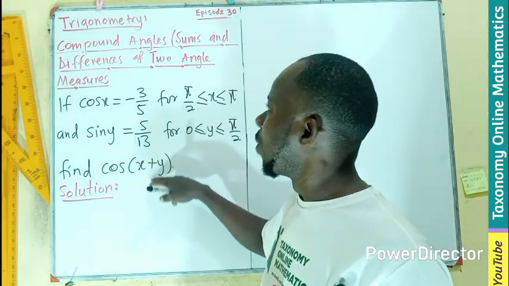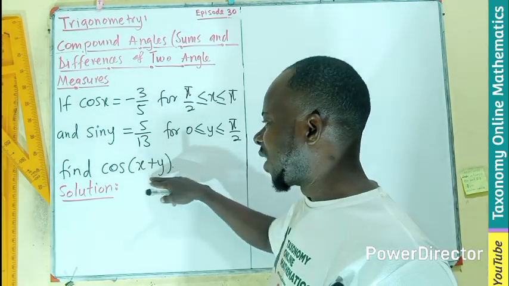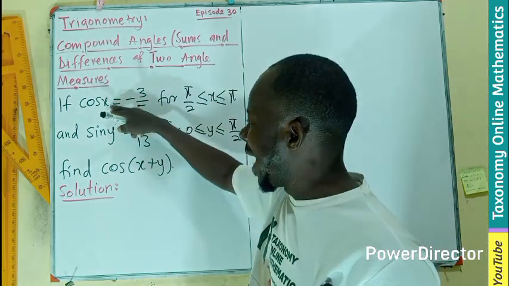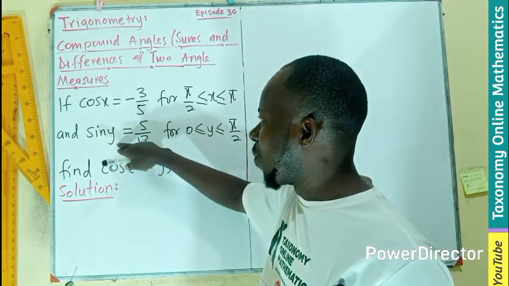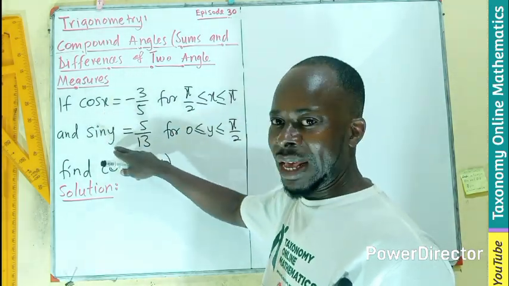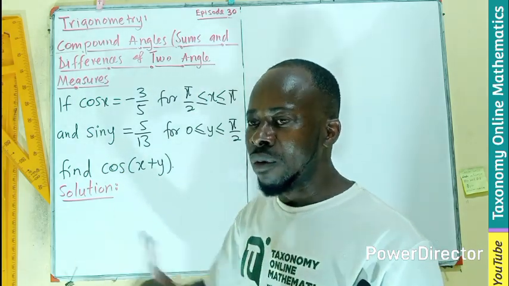This is the sum of what? Two angles measured. So in this expansion, we need the sine of both x and y. But we have the y, we need the x. We also need the cos of both x and y. So we need to find their fraction form or their ratio form.